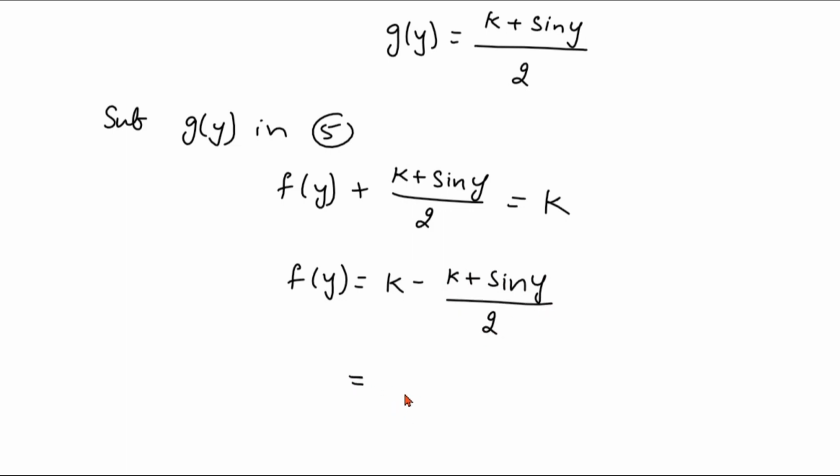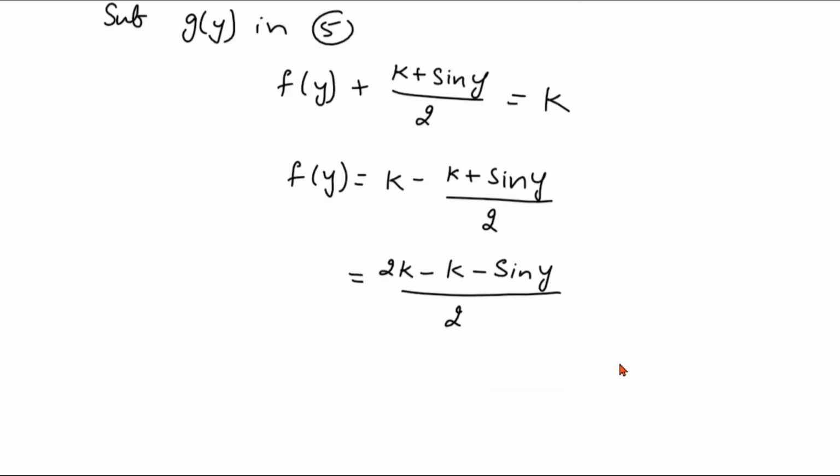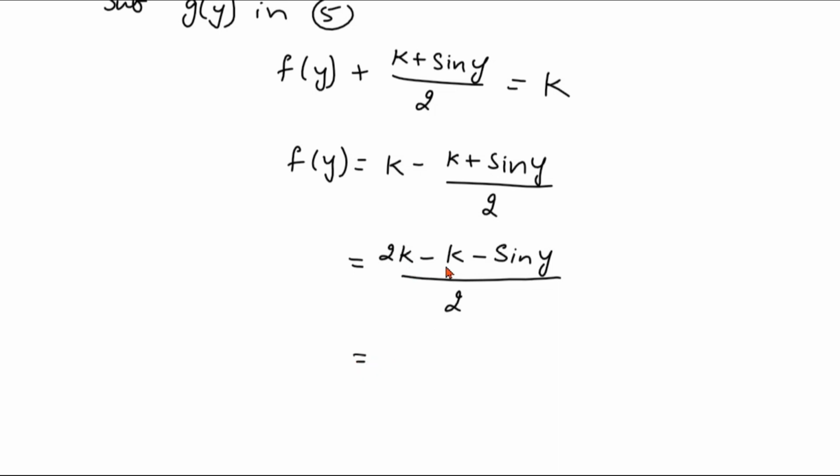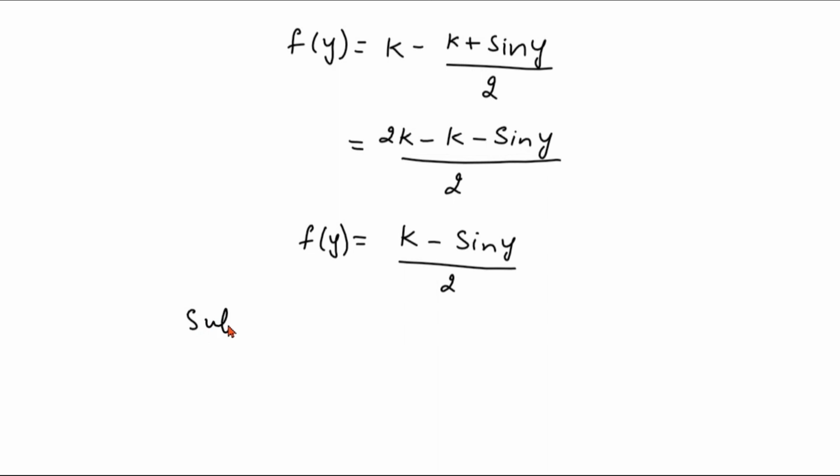This will be equal to, if you want, you can take the LCM as 2. So if you take the LCM as 2, just cross multiply. 2 times k will be 2k minus k. The minus sign has to be multiplied inside. Minus of plus will be minus sine of y. So further if you try to simplify this, 2k minus k will be k minus sine of y, whole divided by 2. So we have got the value of f of y. So just substitute these values of f of y and g of y back in equation number 1.